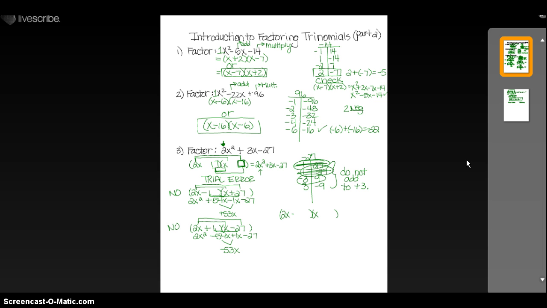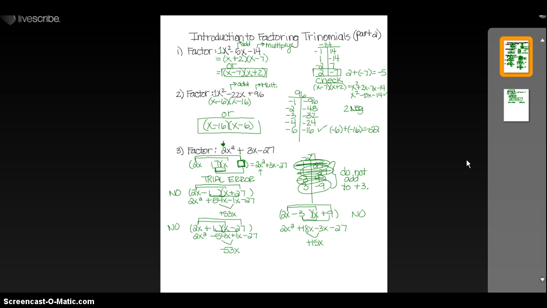All right, let's try the minus 3 and the plus 9. Okay, that's going to give me 2x squared plus 18x minus 3x minus 27. And when I add those up in the middle, that's going to give me plus 15x. Nope, that's not what I want.